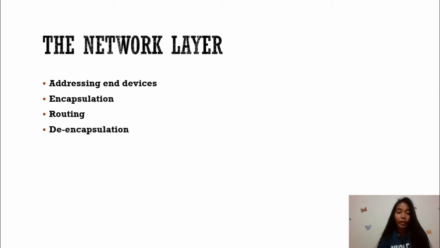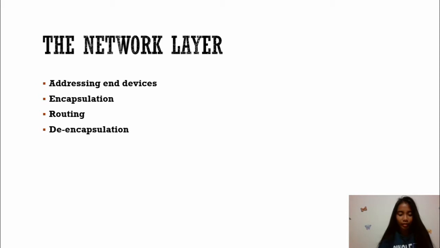So next we have the encapsulation, and the network layer encapsulates the protocol data unit from the transport layer into a packet. So the encapsulation process adds IP header information such as the IP address of the source and sending host.